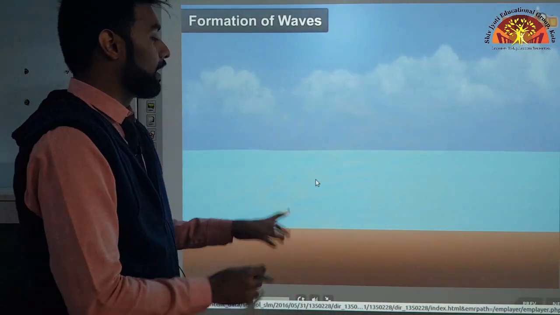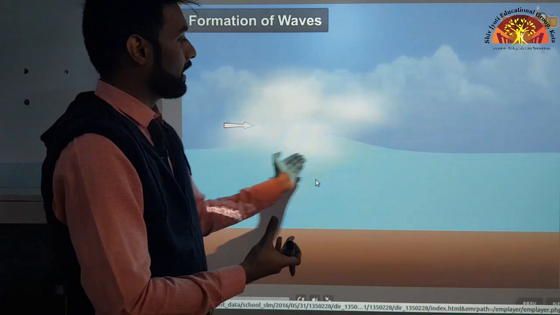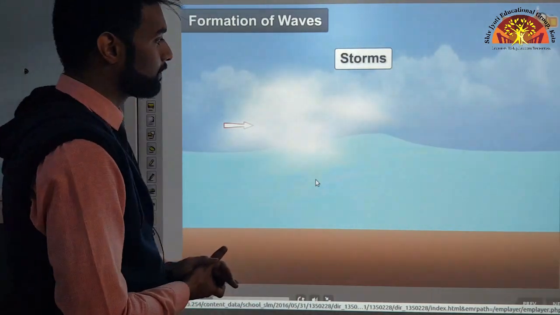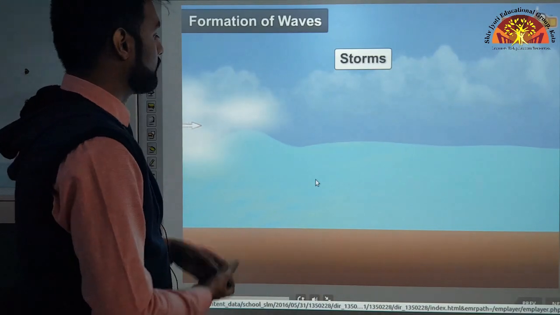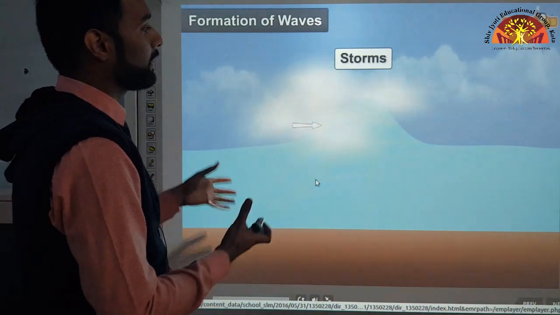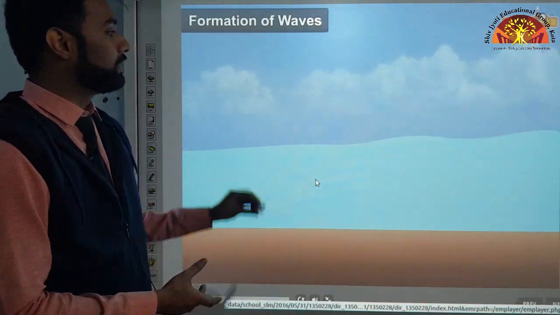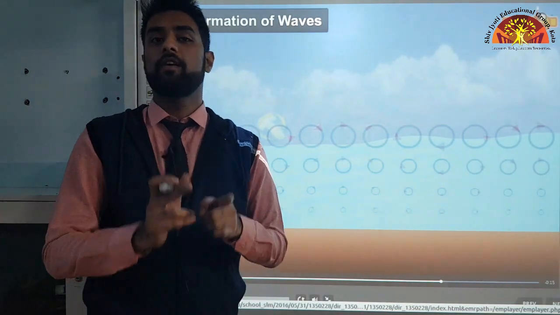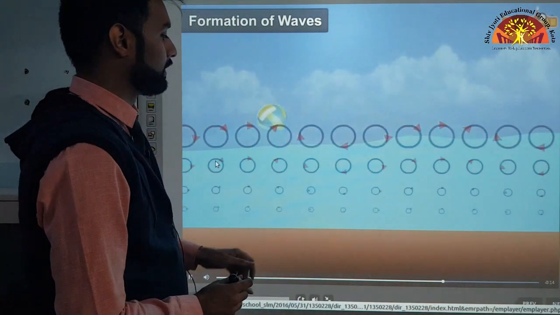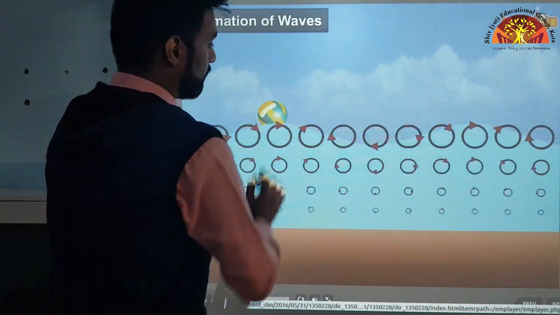Now, if the wind is greater in velocity, that means larger waves will be formed, which will result in storms and cyclones. And if the wind is really big, then it will result in the formation of large waves, okay. So this is how the waves are formed by the winds. Now let us see this particular thing here. As you can see, the water is moving in a circular motion, okay.